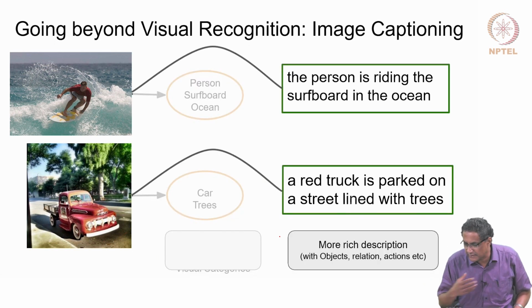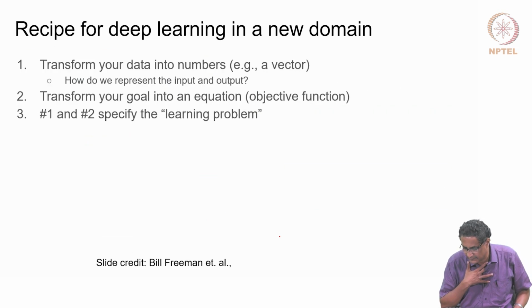And in this case, it's producing, ideally, a description where we want to say that a person is riding the surfboard in the ocean, and for the next one we might say a red truck is parked on the street lined with trees and so on. So we need a description that should be rich.